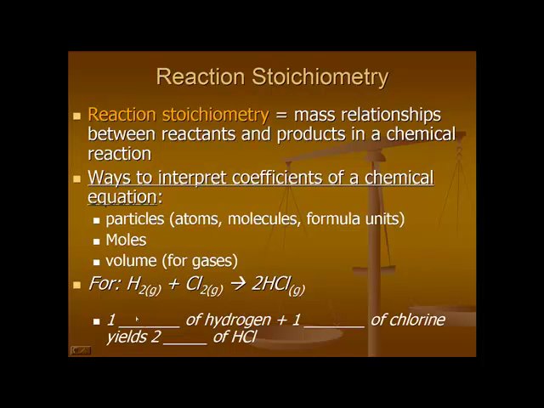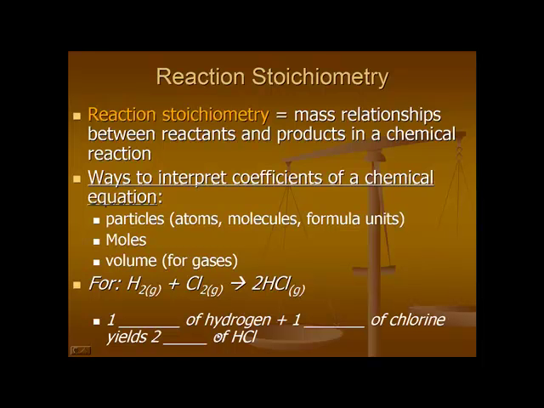You could read this as one particle of hydrogen and one particle of chlorine come together to give you two particles of HCl. Or if we want to deal with more than one molecule at a time, we could certainly say that 1 mole of hydrogen and 1 mole of chlorine come together to make 2 moles of HCl. Since these are all gases, we could also say that 1 liter of hydrogen and 1 liter of chlorine, when they combine, we're going to get 2 liters of that HCl. So those coefficients can mean particles, which would be individual atoms or molecules. They could mean moles, or they could mean volume in liters if we're talking about gases.